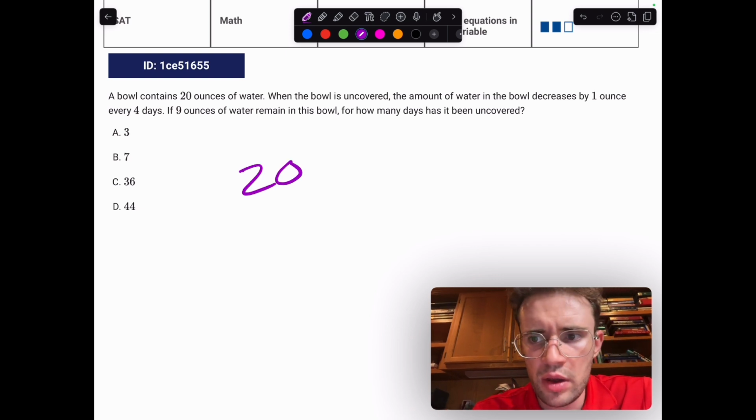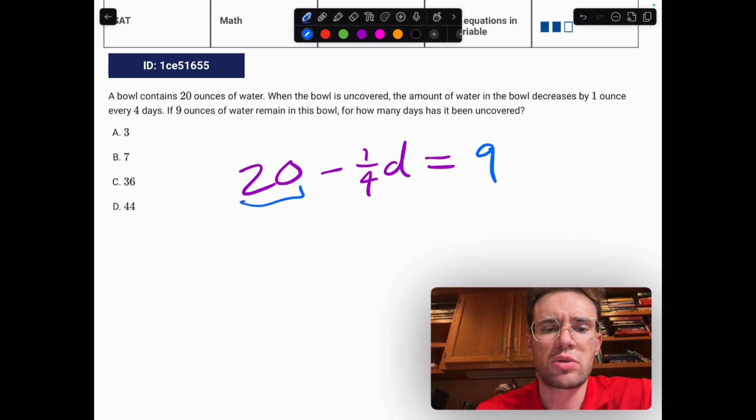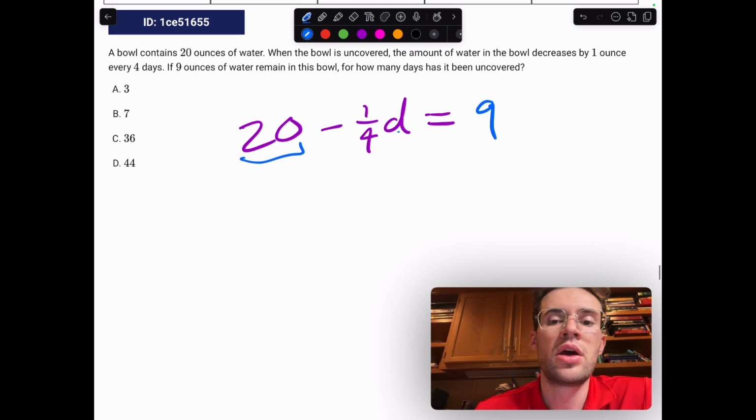That's your initial value. And then you lose 1 every 4, which you can think of as losing 1/4 every day. Right? So 1/4, how many days? So 1/4 times the number of days. And that leaves you with 9 ounces. Right? So you see we're getting this from 20 is what you started with, your original amount. You're losing 1/4 per day of an ounce. 1/4 per day times the number of days is the total amount you lose to get to 9. All right, so now we're just trying to figure out how many days passed.